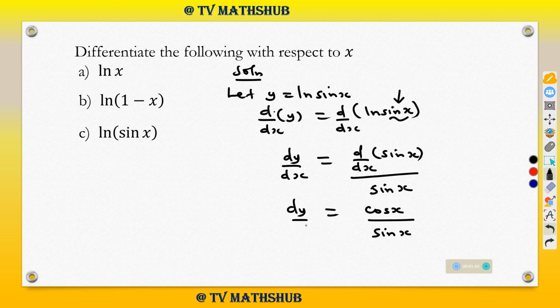So our dy dx will be same as cos over sine. But we cannot leave this one here. As mathematicians, we can be in position to simplify this further. So cos of x divided by sine of x is what we call cot of x. So this means that dy dx is same as cot of x. And that will be the answer when you differentiate ln sine of x.